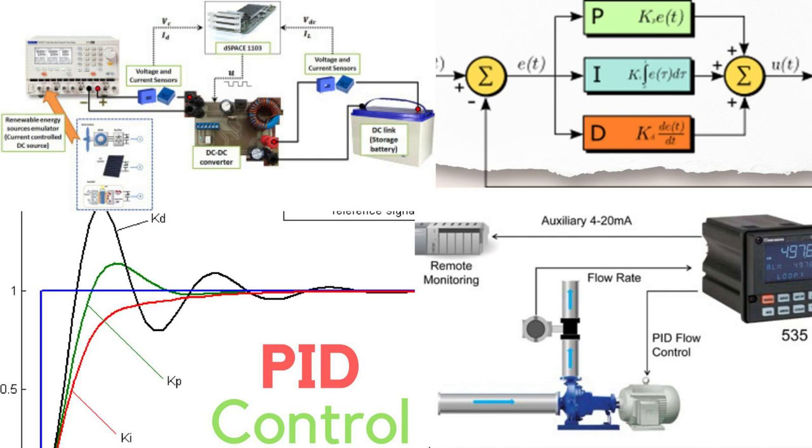The combined action of these three terms allows the PID controller to balance responsiveness, stability, and steady-state accuracy. The controller gains, proportional, integral, and derivative constants, need to be tuned to suit the specific system being controlled. The process of tuning involves adjusting these constants to achieve the desired balance between fast response and stability.